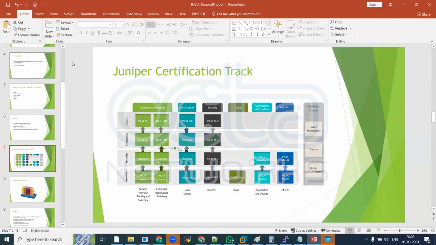Abhishek, what is our category in this JNCIA? I didn't get, can you elaborate on this, Abhishek? Hello, I didn't get you. Yes, Abhishek, audible. Tell me. Good afternoon, sir. Actually, sir, I want to ask which is our category, sir? Is it service provider routing and switching? Means in which track we are flowing through?